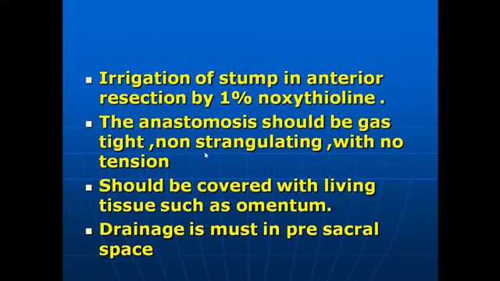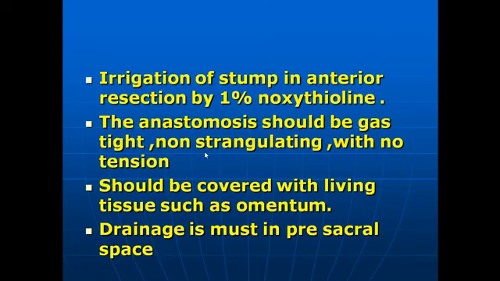Another rule is irrigation of the stump. That is, the remaining stump should be irrigated with 1% noxythiolin. This is a chemical that is tumoricidal. So this is a principle, to irrigate the stump. It is done especially in case of anterior resection.